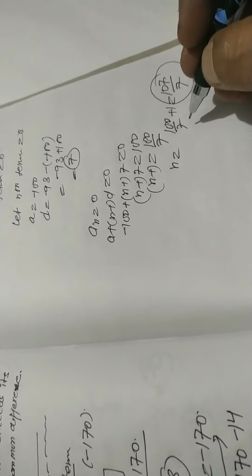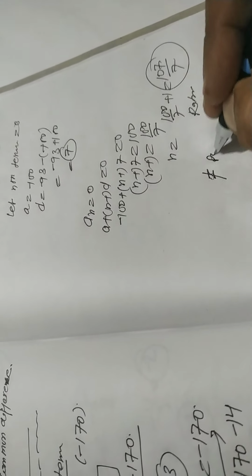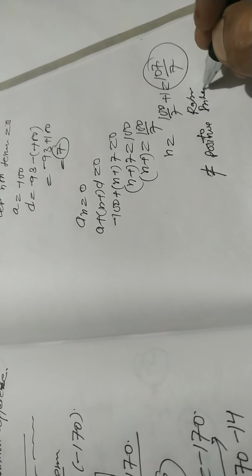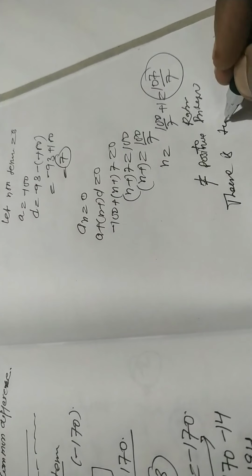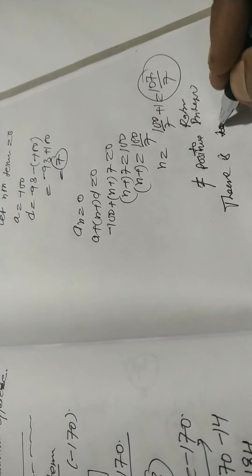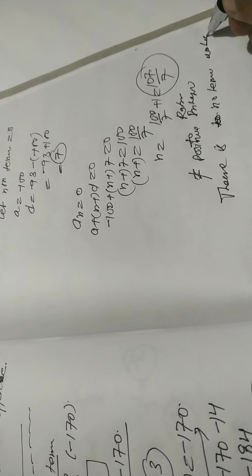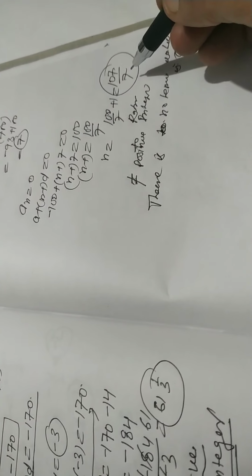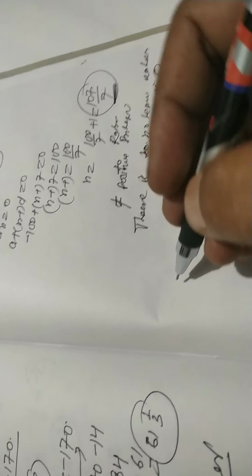So again this is a rational number. It is not a positive integer. So there is no term which is 0. If n is a positive integer, then we will discuss it further.